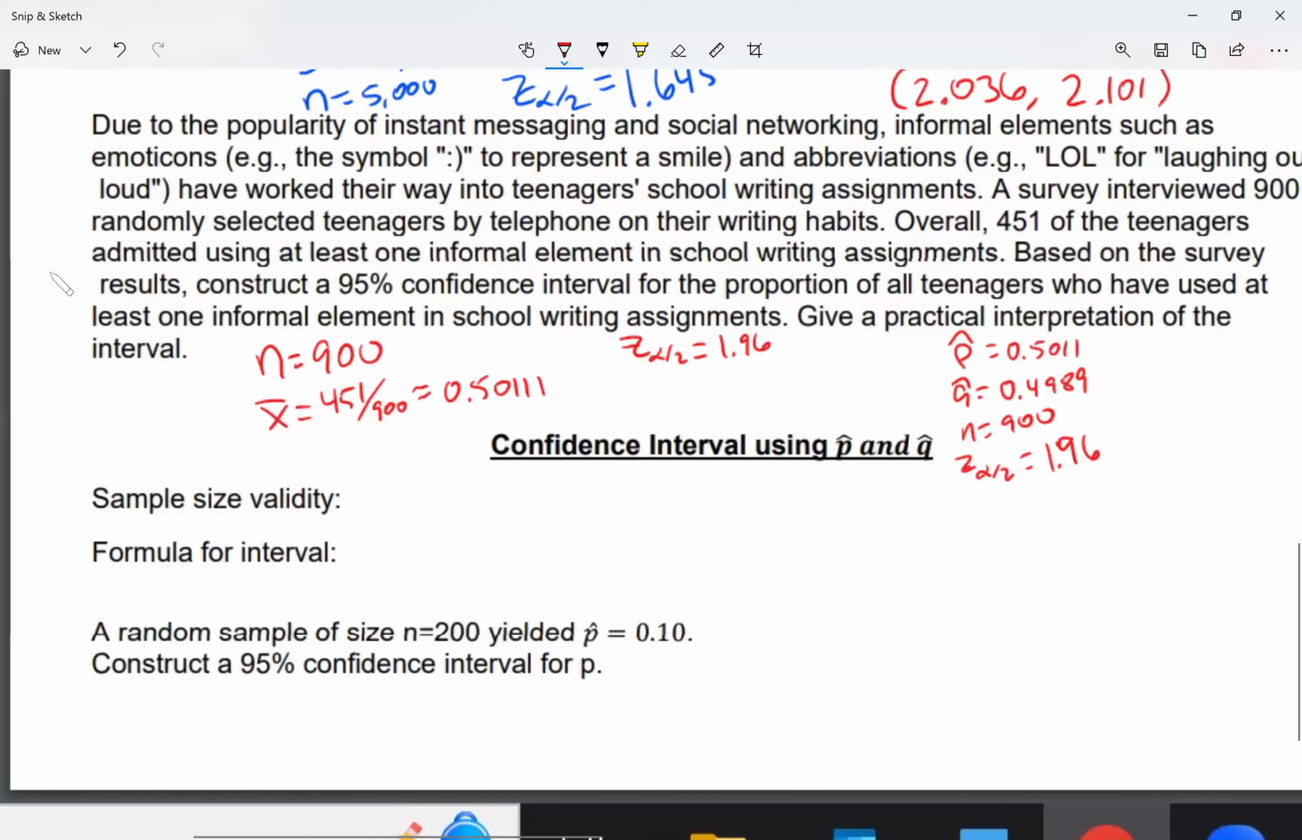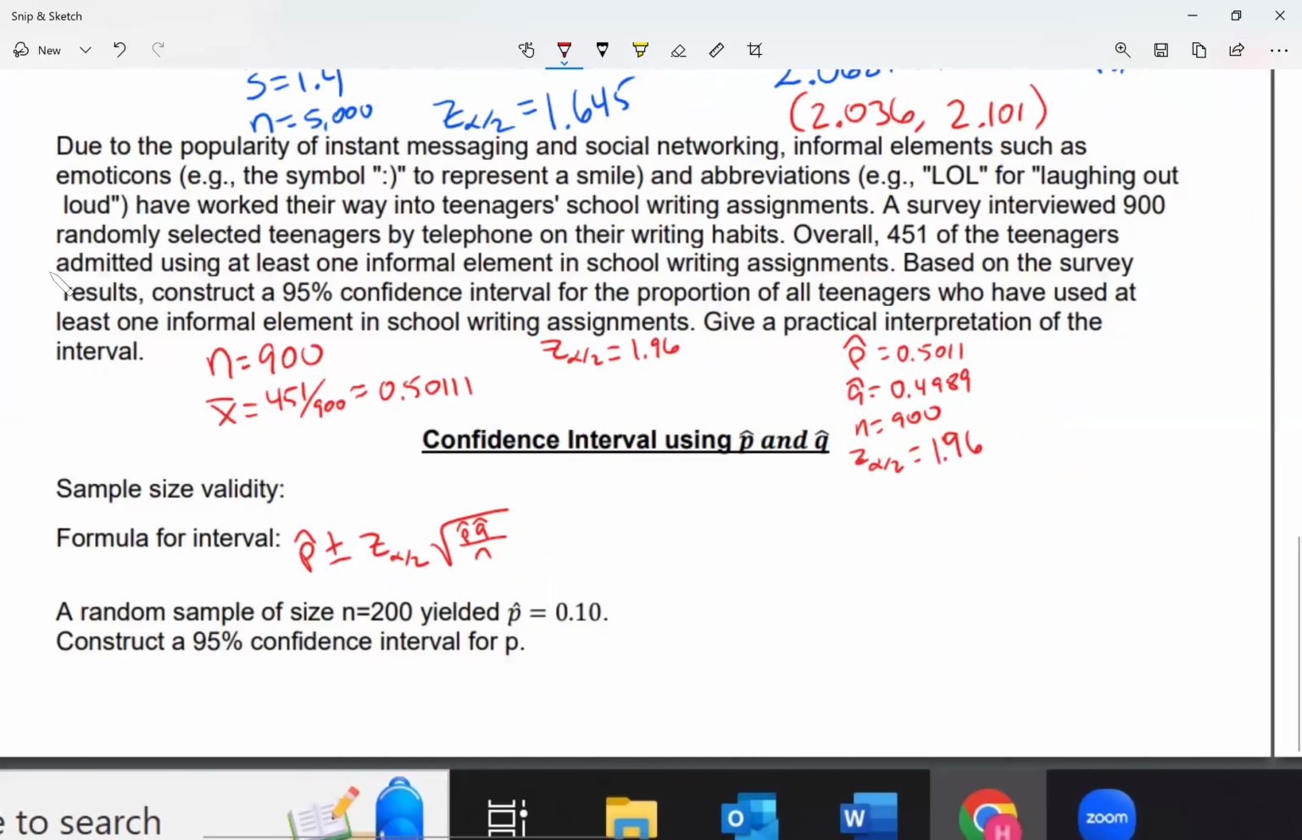We're going to use a formula now. The formula for our interval is going to be p hat plus or minus our c-score times the square root. Inside the square root, I have a fraction: p hat times q hat divided by n.